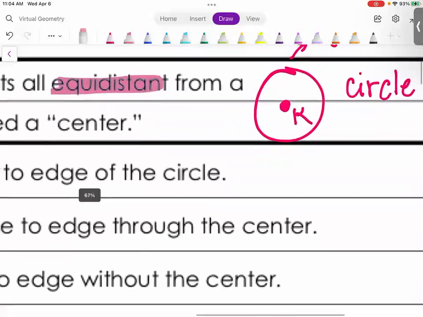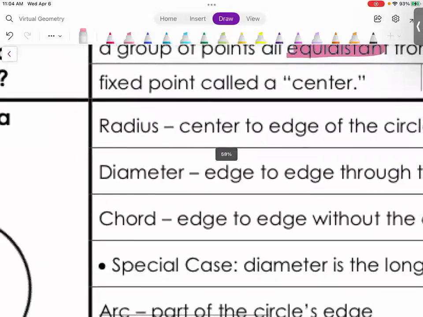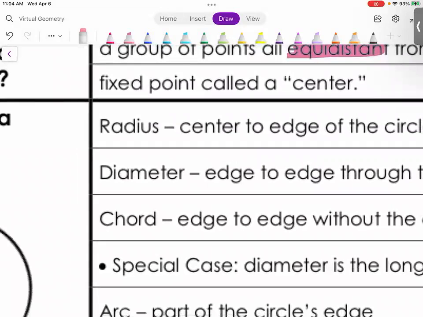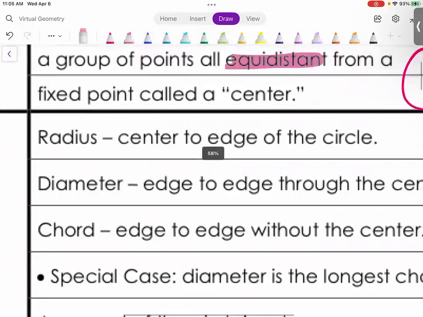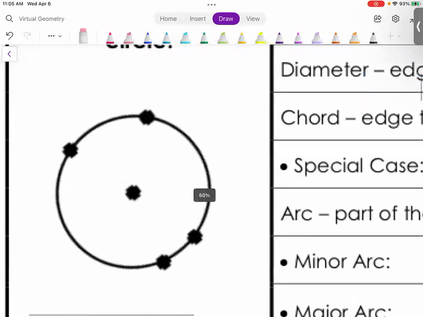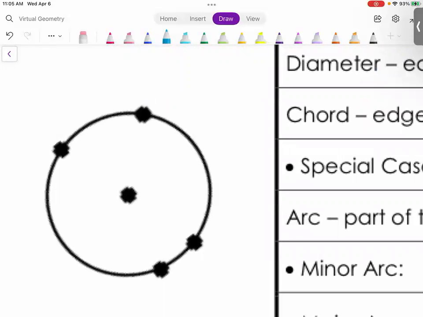Now, once we know how to name the circle, then we can get into the different parts of our circle. And one of those main parts, that we've already visited, is the radius of a circle. A radius has to go from the center to the edge of that circle. So when we check out our picture here, let's say we put our K in the middle. And again, a radius has to go from the center to the edge of the circle. So let's call that point A.